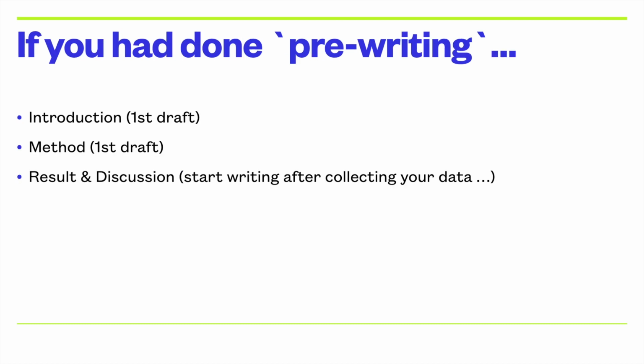By the end of Course A, you will have already written both an introduction and method section as part of your research proposal. Then, 1 to 2 years later, after collecting your data, you can focus on writing the result and discussion sections. It's always easier to start writing when you have already something written.